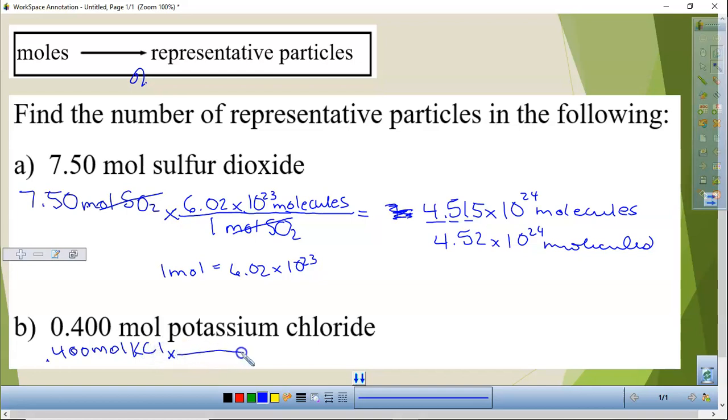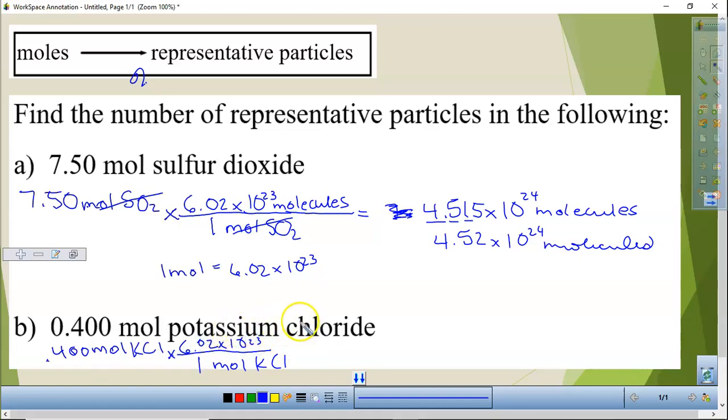So, what do I do now? Oh yeah, you know it. I go down that unit. Put moles of KCl in the denominator. Okay, this is my conversion factor. What number's next to moles? 1. So what do I put on top if I'm looking for particles? Avogadro's number, 6.02 times 10 to the 23rd.